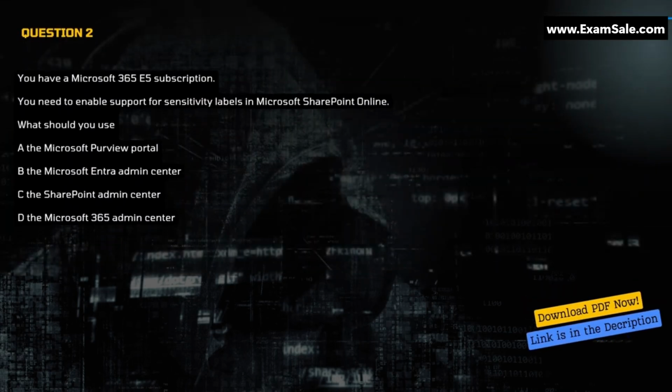Question 2. You have a Microsoft 365 E5 subscription. You need to enable support for sensitivity labels in Microsoft SharePoint Online. What should you use? A. The Microsoft Purview Portal. B. The Microsoft Entra Admin Center. C. The SharePoint Admin Center. D. The Microsoft 365 Admin Center. Correct answer is A.